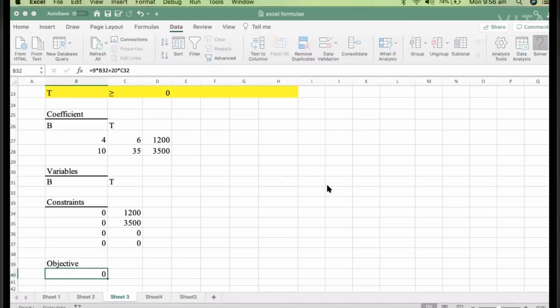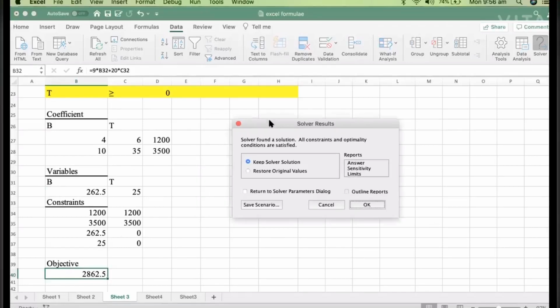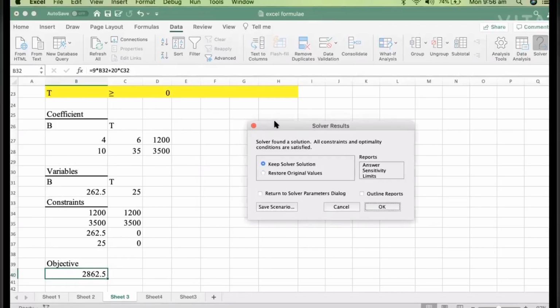Why am I choosing non-negative? Because as I told you, it should not be less than 0, or it should not be negative, because my benches can be either positive or 0. It can't be negative. You can't say I have made negative 1 bench, 2 bench. No, you have to say 1 bench, 2 bench, 3 bench, or either 0.